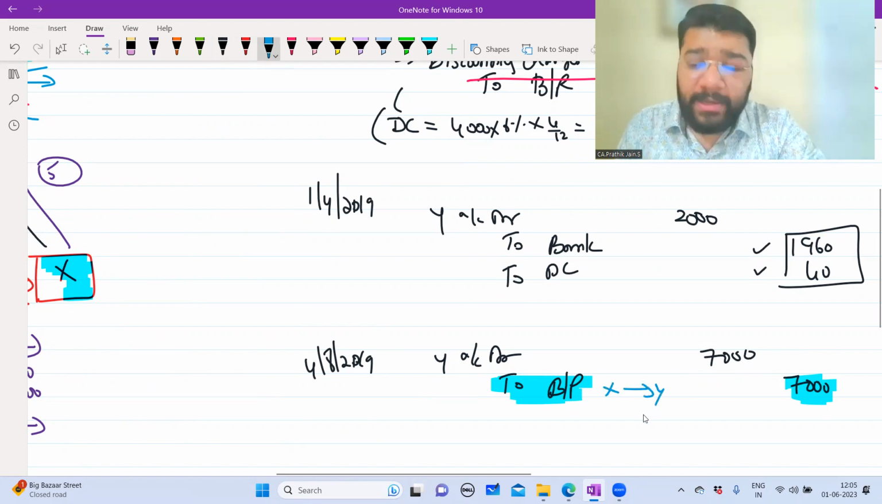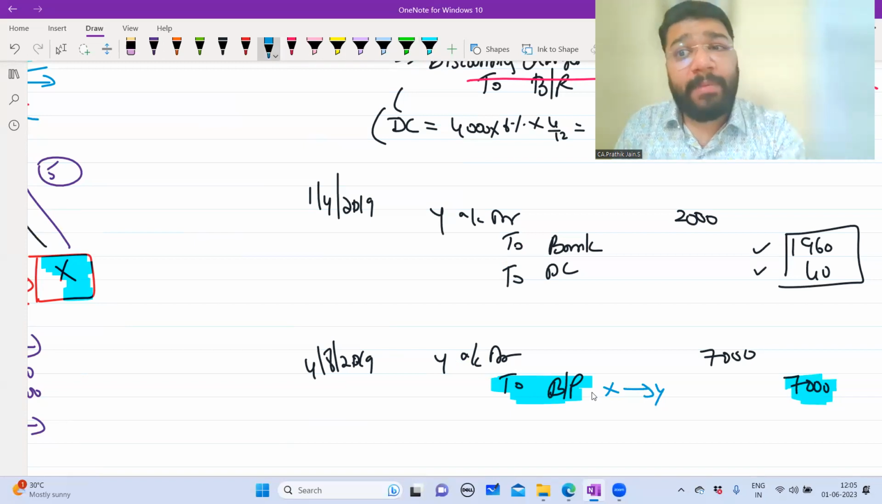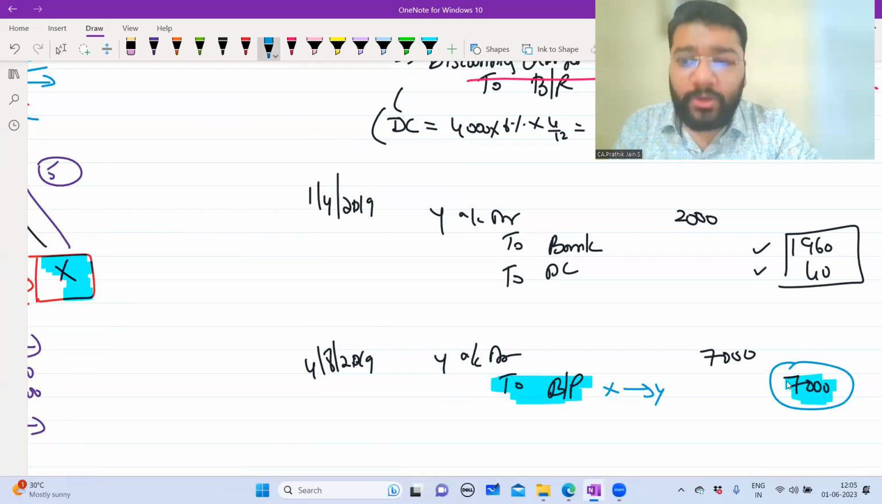X has to give it to Y, correct? Yes, sir. Other than bills payable, which means what? On the due date, who is the holder of the bill? X is the bills payable person. So he has to make the payment to the holder of the bill. Yes, sir. But for the 7,000 rupees, did X enjoy anything?